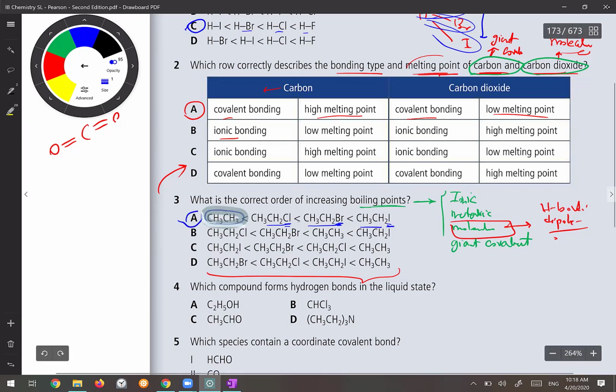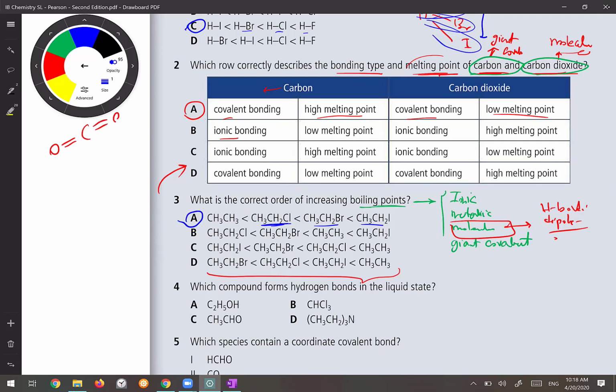Okay? So CH3CH3 is the smallest molecule, and it has only London dispersion force. The rest of the molecules have dipole-dipole attraction, but they also have London dispersion force. But this one, because the weight is small, has the least London dispersion force among them, then this one, then this one. Okay, any question here?